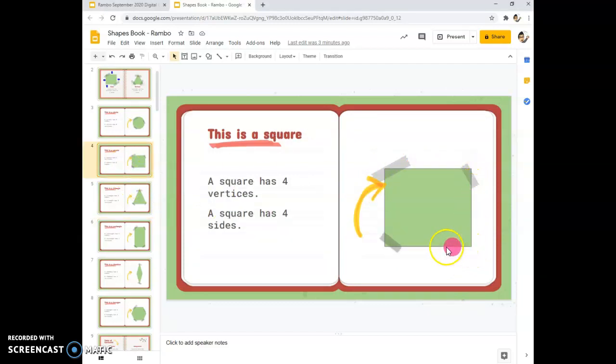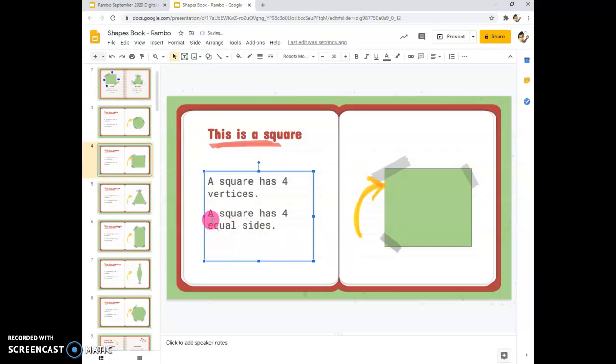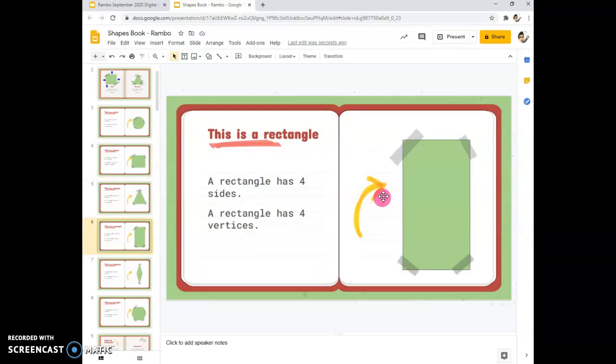Let's look at the square. Are any sides on the square longer than the others? No, all the sides are the same. They're all equal. So let's write that down. A square has 4 equal sides. I'm assuming you guys said that word. All the sides on a square are the same. But is that true for a rectangle? No. So what should we say?